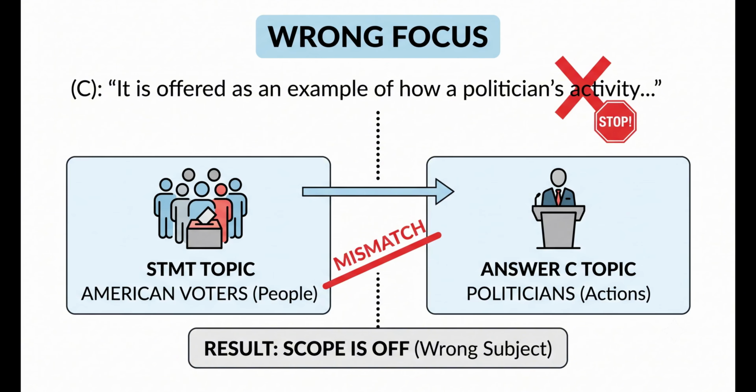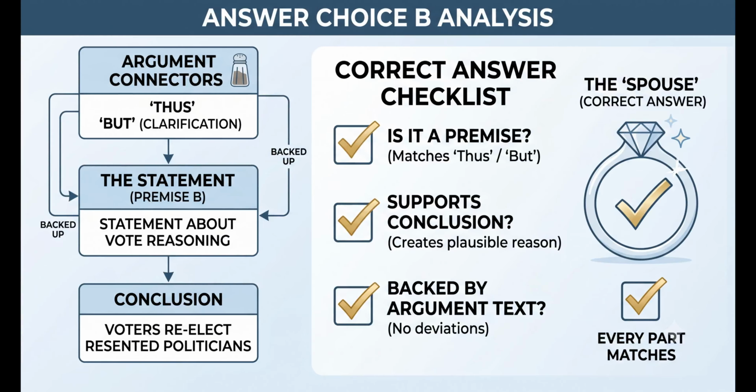Alright, let us now move on to answer choice C. C. It is offered as an example of how a politician's activity stop. We can cut here because the statement in question concerns the behavioral tendency of American voters and not the actions of elected representatives. So the scope, in this case the subject matter, the who or the what, is off. Alright, let us now move on to answer choice B.